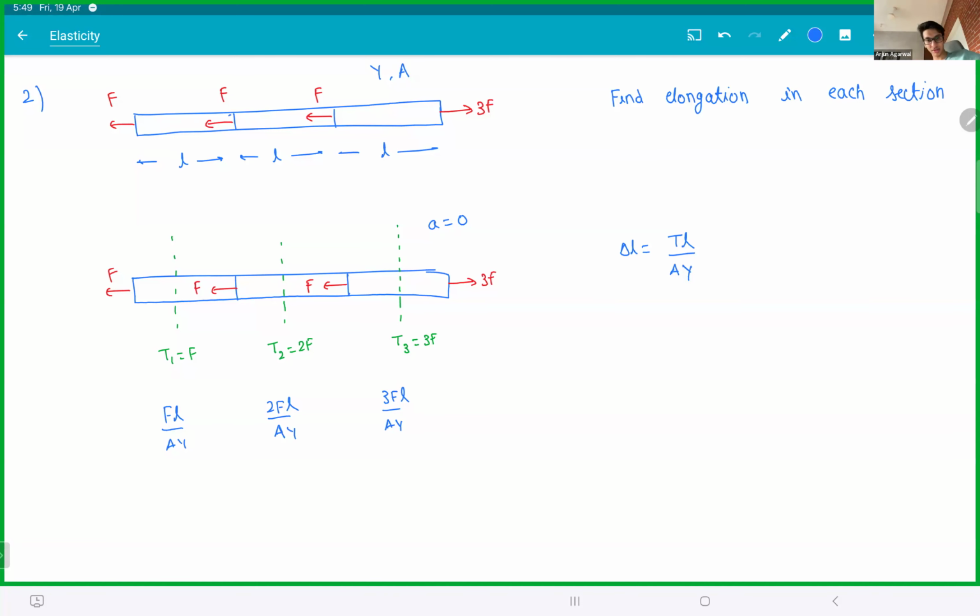So one force is... that won't be the elongation now. Everywhere the tension is the same. What elongation, what compression, what are you talking about? There are two forces sitting here. What are these two doing? Oh, right. Sorry, my bad.